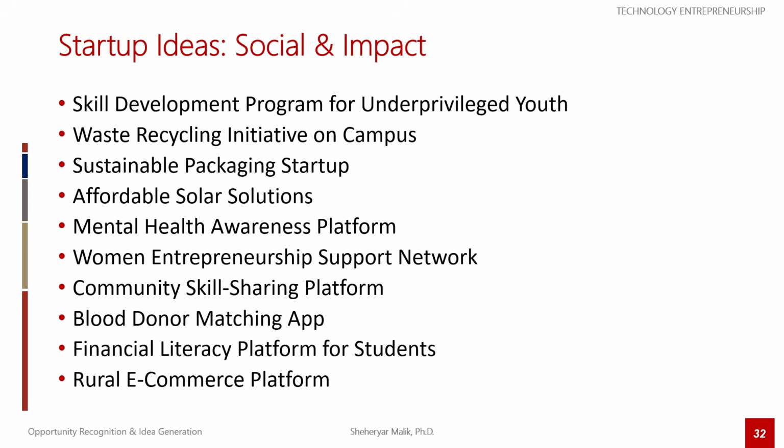Then, if we talk about the social and impact area, we can have a lot of projects on that side: skill development program for underprivileged youth. We can have waste recycling initiative on campus. We can have sustainable packaging startups. Then we can have affordable solar solutions. We can have mental health awareness platform. Then we can have women entrepreneurship support network. We can have community skill sharing platform. We can have blood donor matching app. We can have financial literacy platform for students, and then obviously rural e-commerce platform.